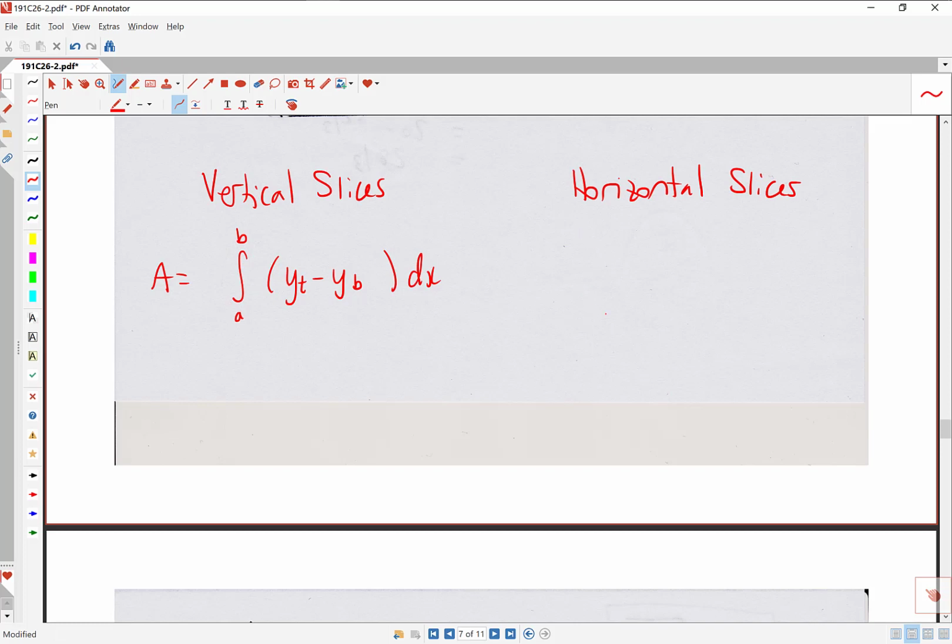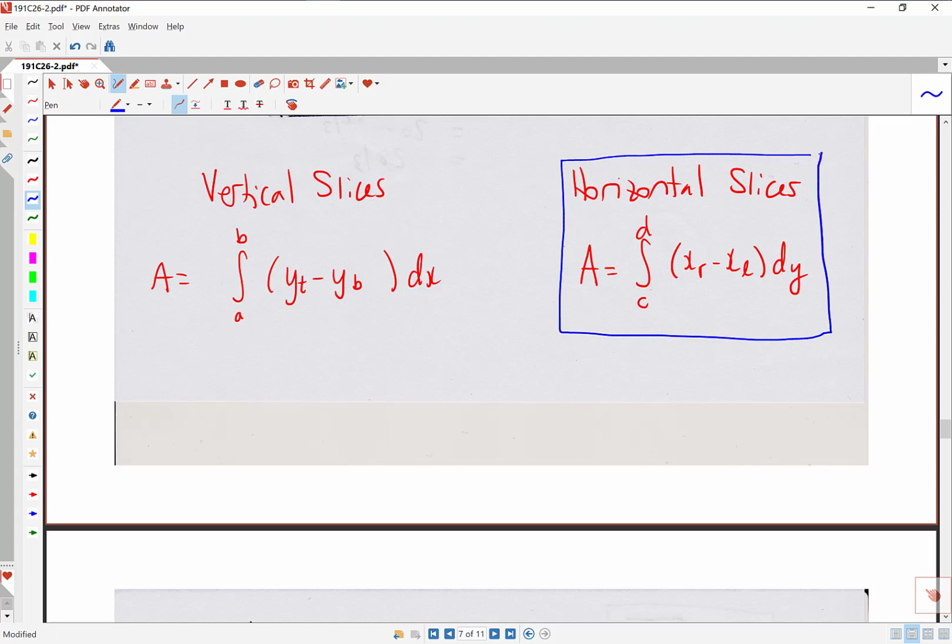If you're doing horizontal slices, then area is going to be the integral of, and then we need the area of a horizontal slice. So that would look like x right minus x left times dy. And because we're integrating with respect to y, we would want y values on the integral. And the generic notation that we usually use for y values is c and d. Right, so let's practice using this formula here for horizontal slices.